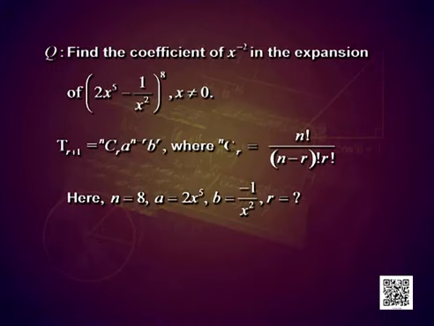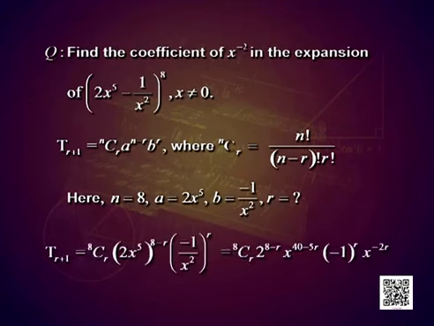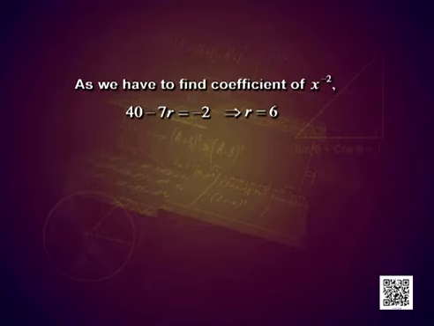So, we hold on to that, and therefore, T r plus 1 becomes, on rearranging, that is on combining the powers of x and segregating the constant, starts looking like 8 C r 2 to the power 8 minus r, x to the power 40 minus 5 r, negative 1 to the power r, x to the power minus 2 r. So, if I combine powers of x, I get the powers of x combined to 40 minus 7 r, and all the constant coefficients remain as they are.